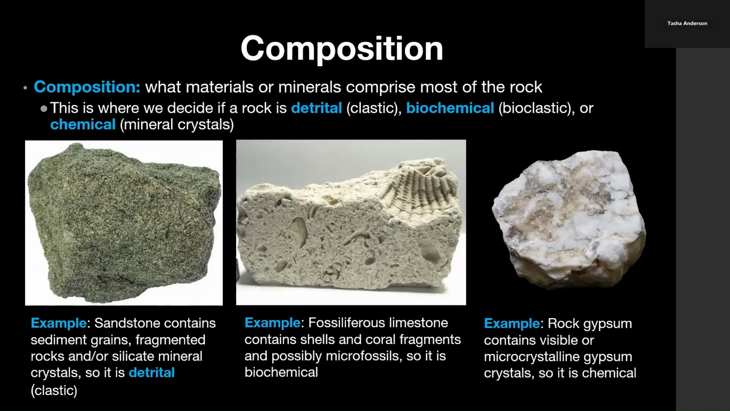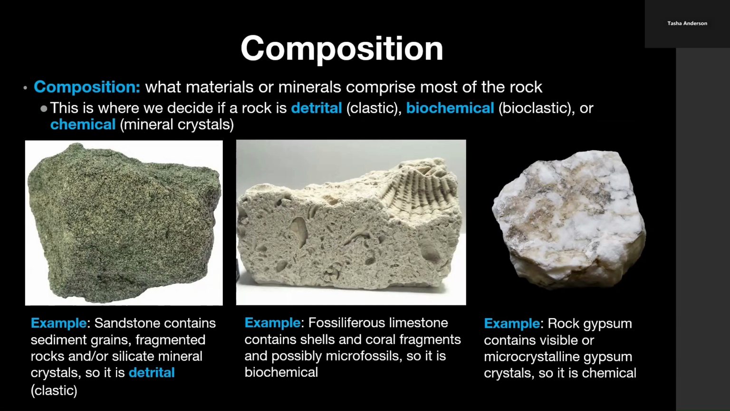When learning to identify sedimentary rocks, composition tells us what the rocks are made of, whether it contains fragments, crystals, or fossils. This helps us classify a rock as detrital, chemical, or biochemical based on what its composition reveals about how it forms.